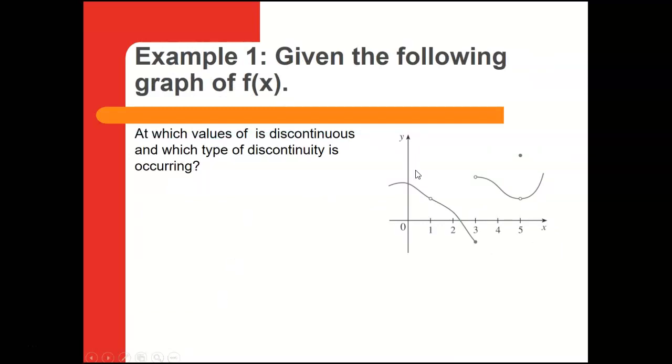Okay. So it says, given the following graph of f of x, at which values is the function discontinuous, and what type of discontinuity is occurring? So we're looking for two things. We're looking for the points of discontinuity, and then we're looking for what type of discontinuity they are. So this graph has discontinuity at 1. And it's removable because you have a hole.